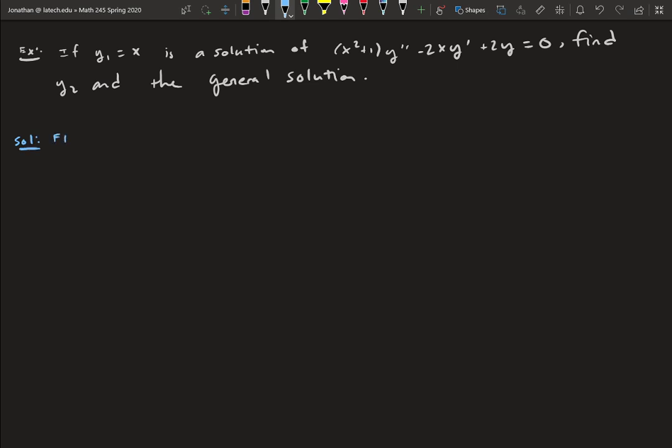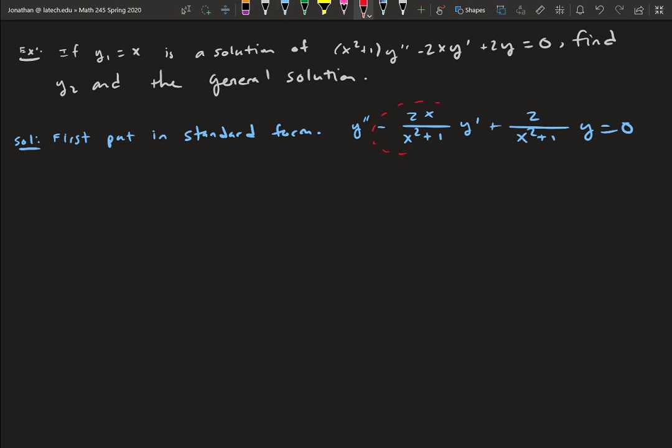So first put it in standard form. That means divide by the leading coefficient. So y double prime minus 2x over (x squared plus 1) y prime plus 2 over (x squared plus 1) y equals 0. And now we've got p of x right here.